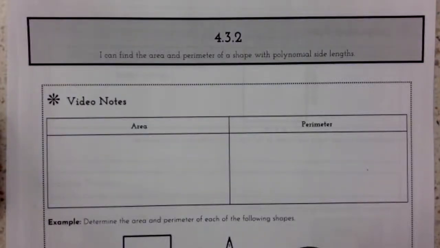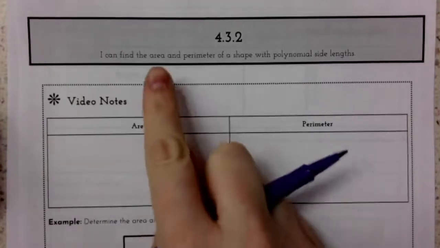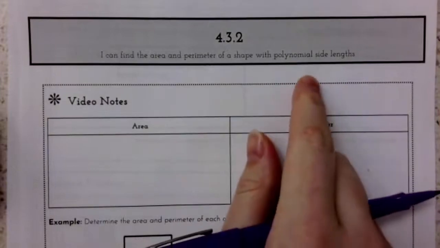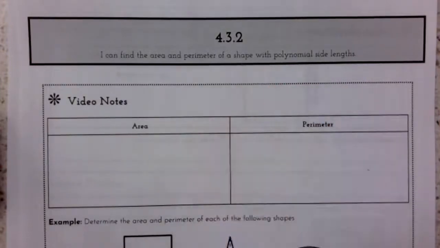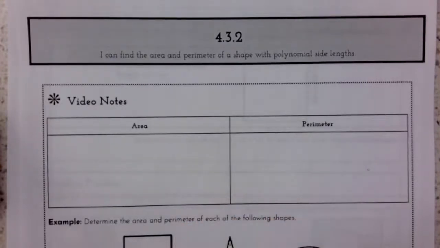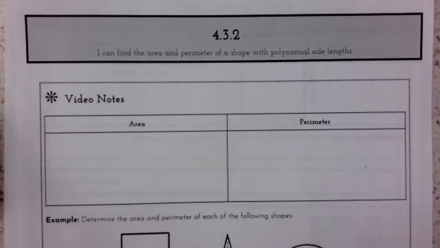In this video, we're going to go through Learning Target 4.3.2, which is finding area and perimeter of shapes with polynomial side lengths. So basically applying this idea of addition, subtraction, and multiplication of polynomials to a real world scenario where we're finding area and perimeter.